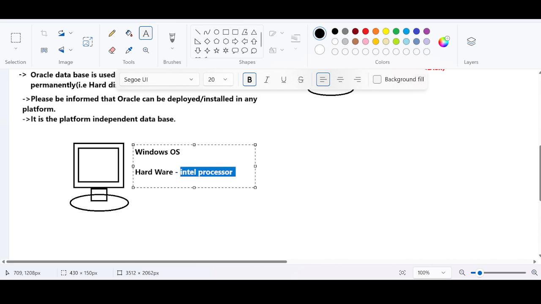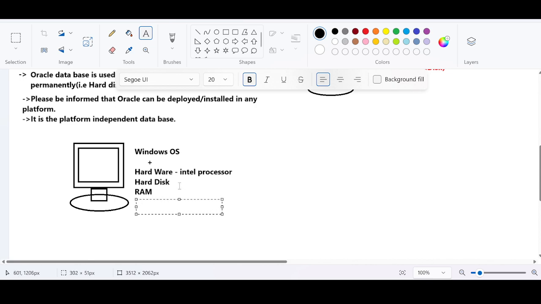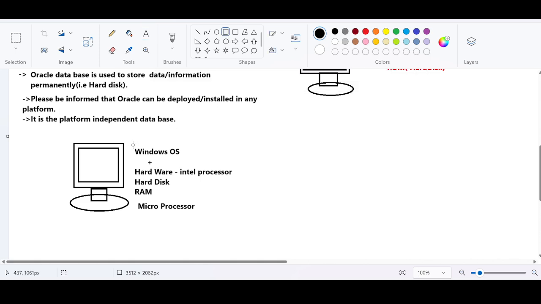It is not only about the processor. There are so many things. There is a hard disk, there is also RAM. When you are talking about hardware devices, so many devices come into the picture. But the combination of the operating system and the hardware devices, the processor, the microprocessor, this combination is called a platform. As simple as that.